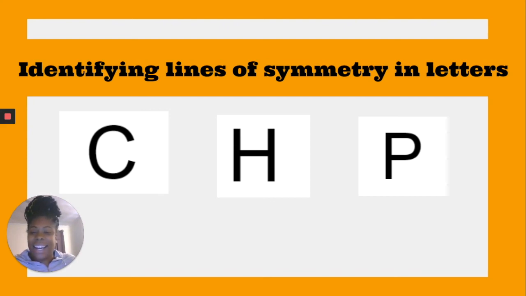All right, let's try it out. You should have drawn a horizontal line for the letter C. Excellent. You should have drawn a horizontal line for the letter H. But you can also draw a vertical line of symmetry. So H has 2 lines of symmetry. And our last letter, I noticed that the letter P had no lines of symmetry. Some objects and shapes you will find have no line of symmetry. And it's perfectly fine if a shape does not have a line of symmetry.